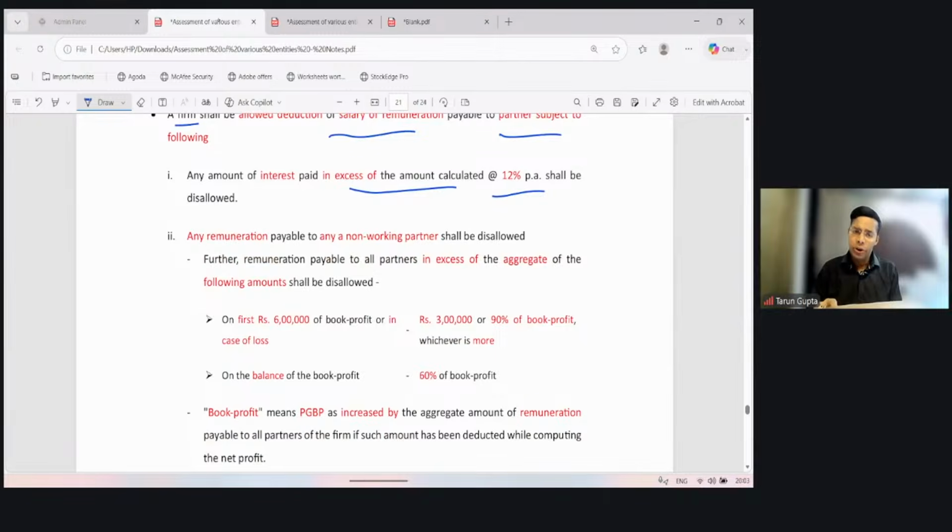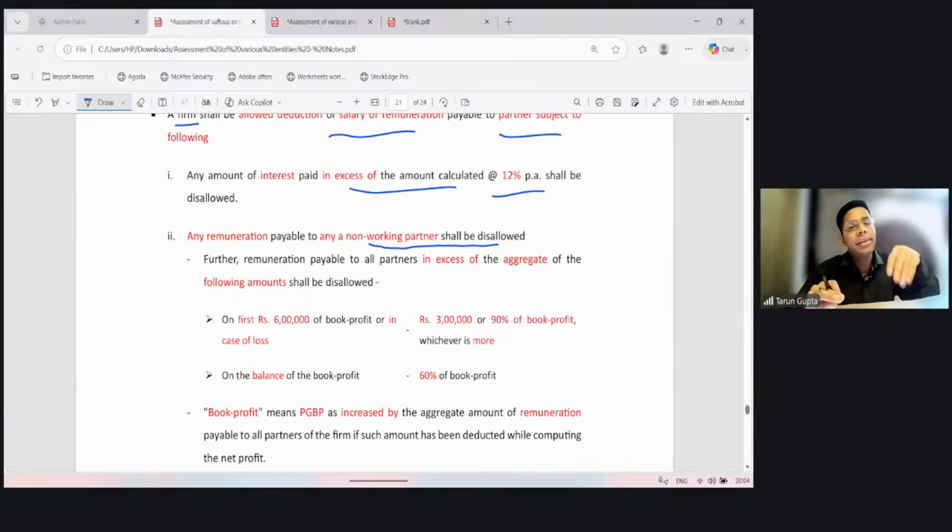Now we talk about the remuneration. Remuneration payable to any non-working partner shall be disallowed. So at first, remuneration is allowed only to the working partner. So whatever remuneration you pay to the non-working partner is disallowed at the first instance itself. Working partner means who is actively engaged in the business of the firm.